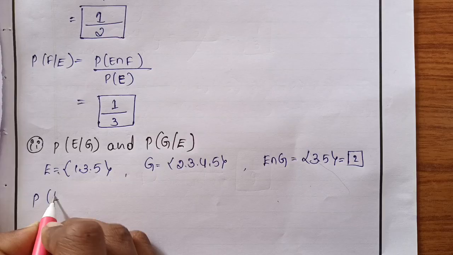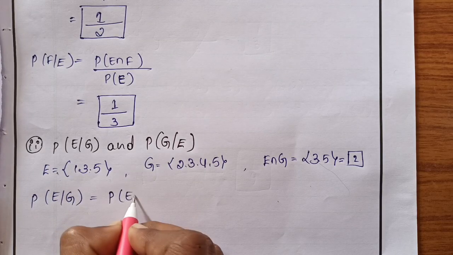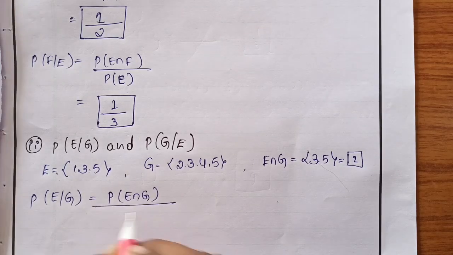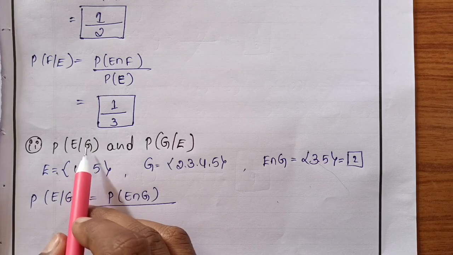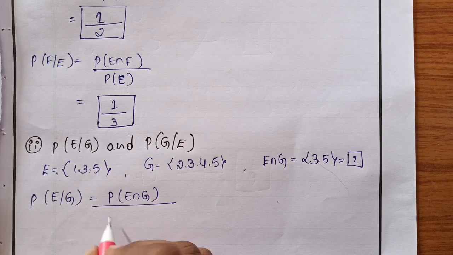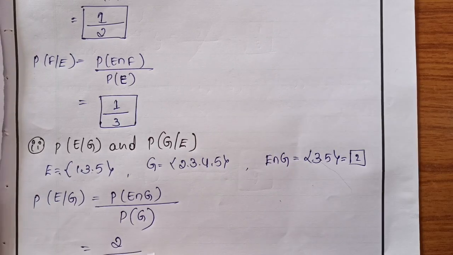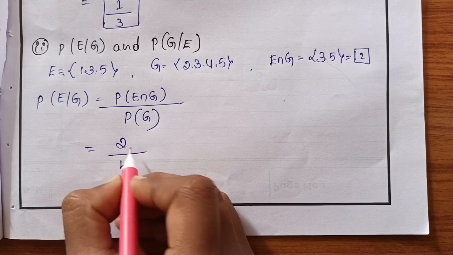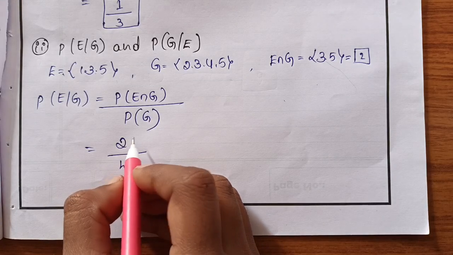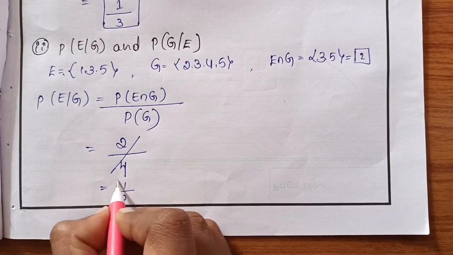Probability of E by G equal to, formula is probability of E intersection G, and why we here take G? Here we find out E by G. So probability of E intersection G, how many elements? 2, divided by G, how many? 4. So 2 by 4 becomes 1 by 2. 2 1s are 2, 2 2s are 4. Answer is 1 by 2.